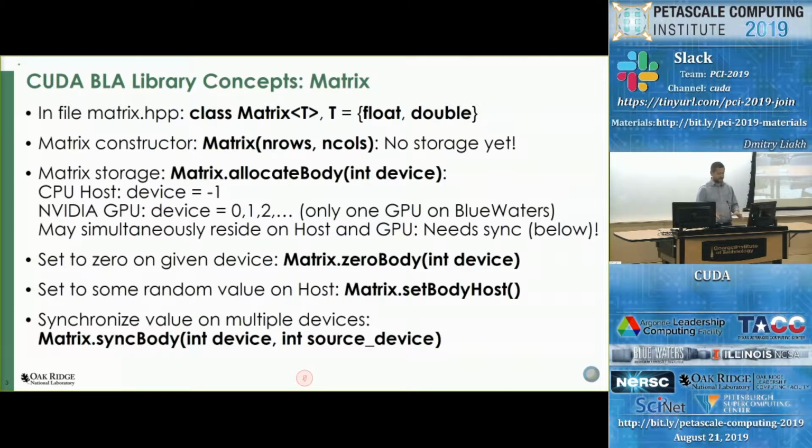And what this does, you provide two integers. One is the source device, and the other one is the device where I want to synchronize. And what it does, it just copies the matrix body from the source device to the device you ask for. And again, this is all not the focus of this presentation. This is just to highlight what all this means in the main CPP file.